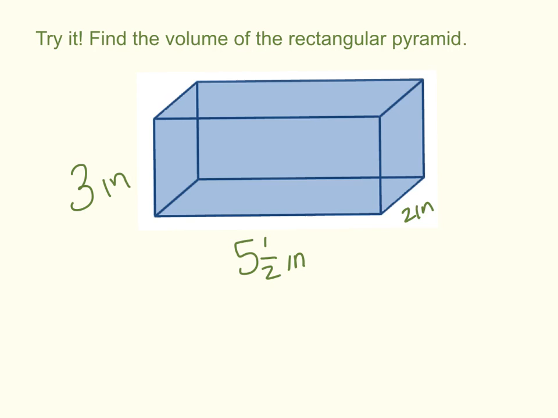So here we have another rectangular prism. Why do I keep writing prism when I want to write pyramid? Or sorry, pyramid when I want to write prism. This is a prism. Find the volume of the rectangular prism. You've got a length of 5.5, a width of 2, and a height of 3. Go ahead and find it using the formula volume equals length times width times height. Okay, pause the video and try it.